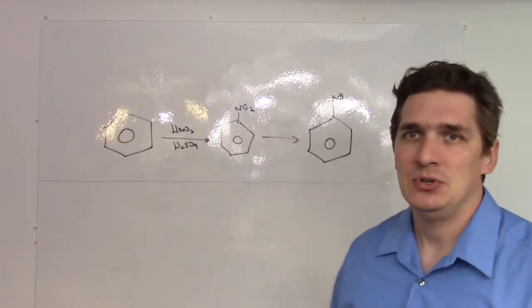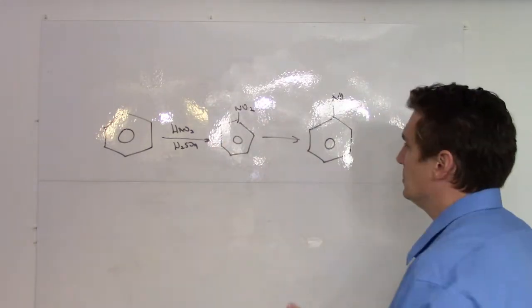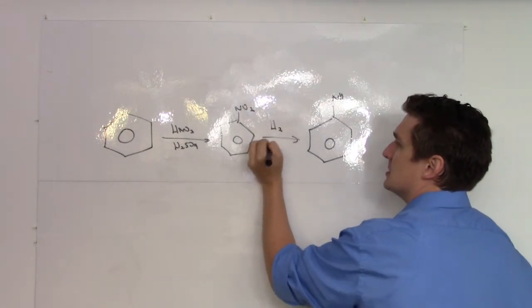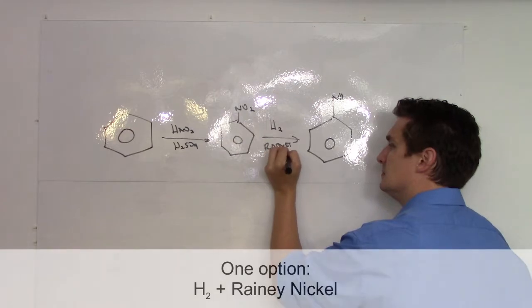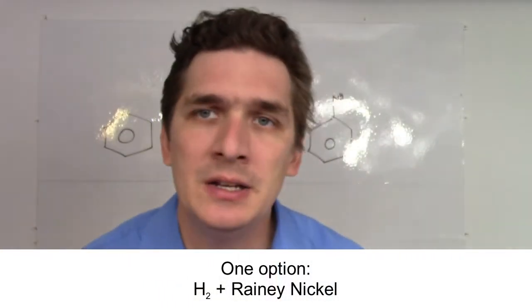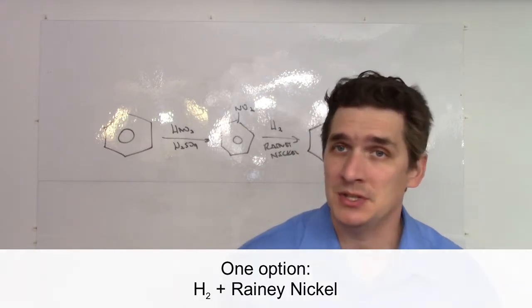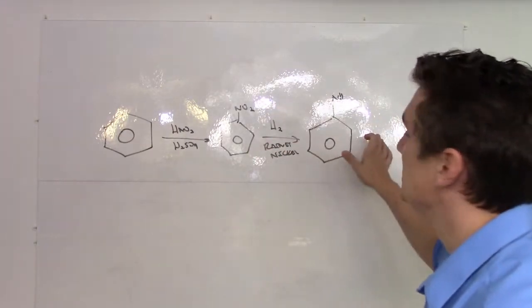The last step to convert it from NO2 to NH2 is actually pretty straightforward. It's hydrogen gas on top of Raney nickel. So, Raney nickel here is going to do a really good job. It's just a high surface area nickel catalyst that's going to convert the NO2 to NH2.